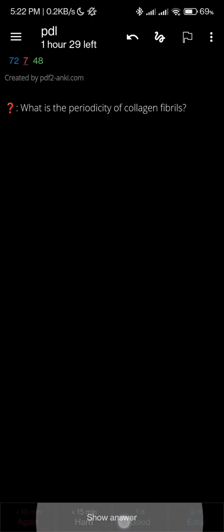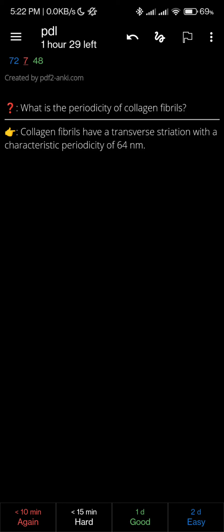Okay. What is the periodicity of collagen fibers? Collagen fibers have transverse striations and have a characteristic periodicity of 64 nanometers.